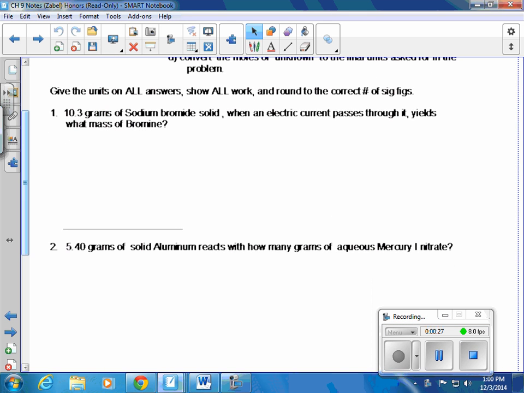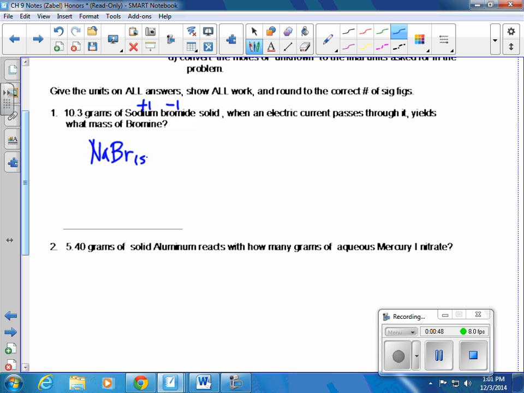Okay, so question number 1 says that we have 10.3 grams of sodium bromide solid. When an electric current passes through it, it yields what mass of bromine? Because it says an electric current, you should recognize that this is going to be a decomposition reaction. Sodium is +1, bromide is -1, so this is going to be NaBr. It tells us that it is a solid and it's going to go through decomposition, so it's going to break apart into its two elements.